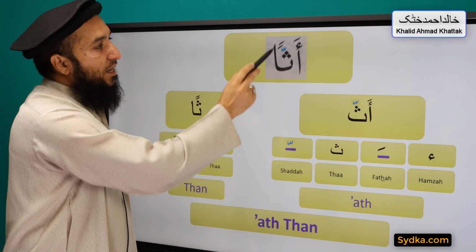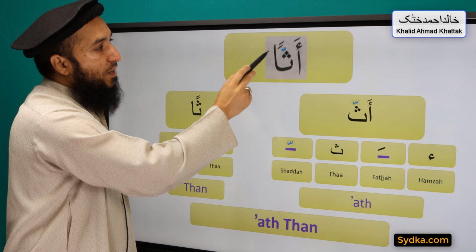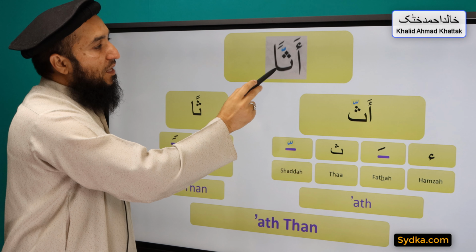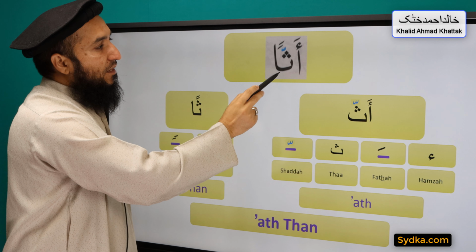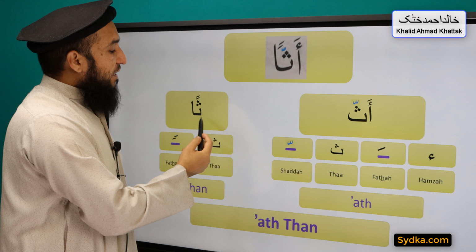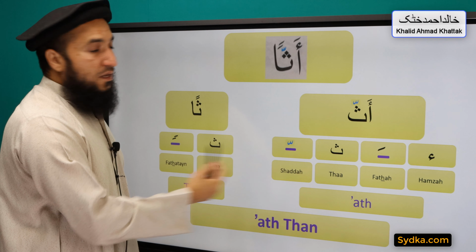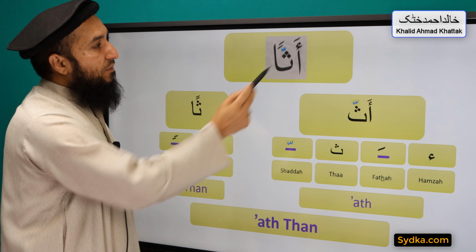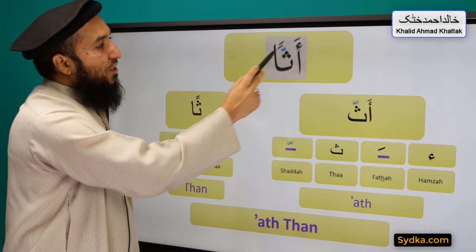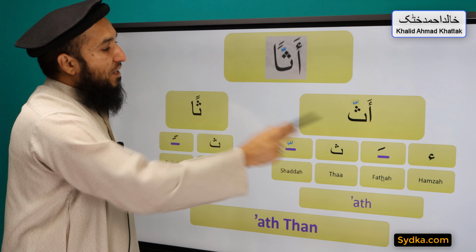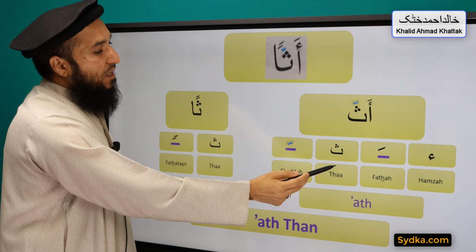Tha is a light letter, it has fathatain on top of it, it is followed by alif and this alif is silent. Tha, fathatain, than. Combining both syllables together we have athan, athan, athan.